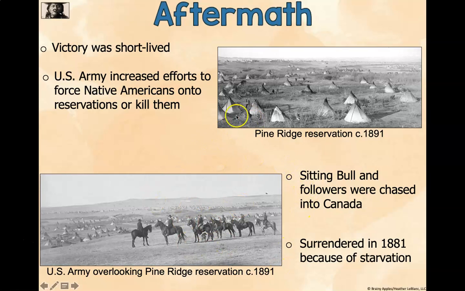We'll talk more a little bit later on about how reservations have really kind of ruined the Native American population and all the damage it's done to them. So we'll discuss that a little bit later.